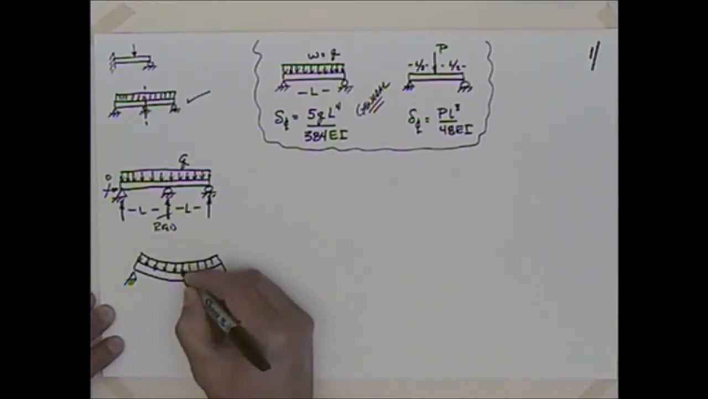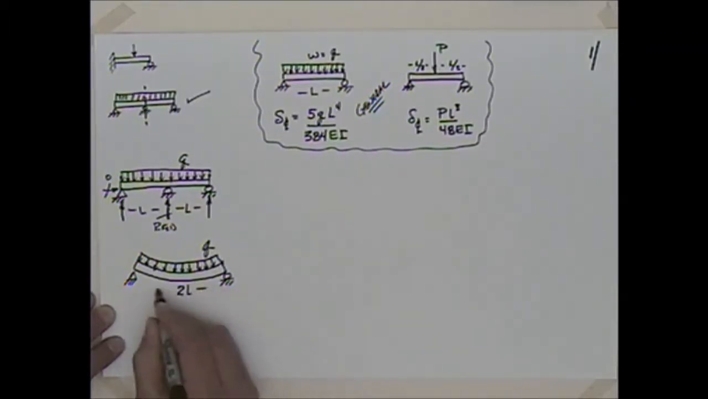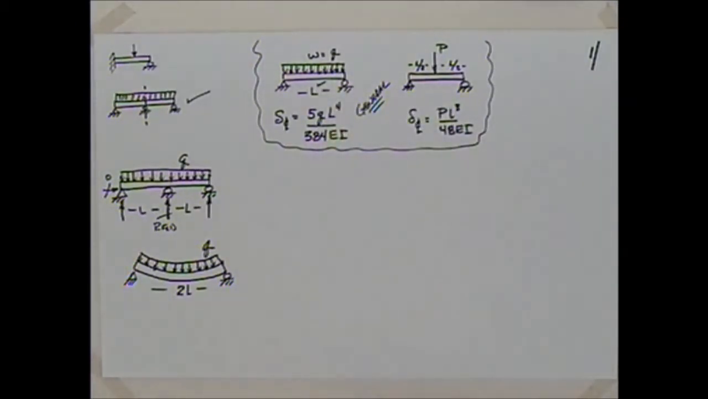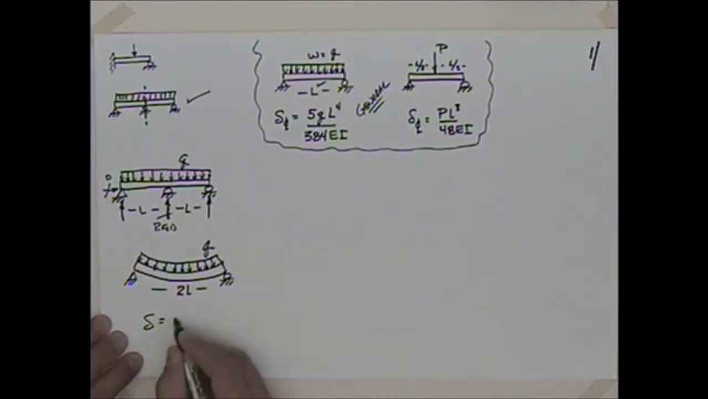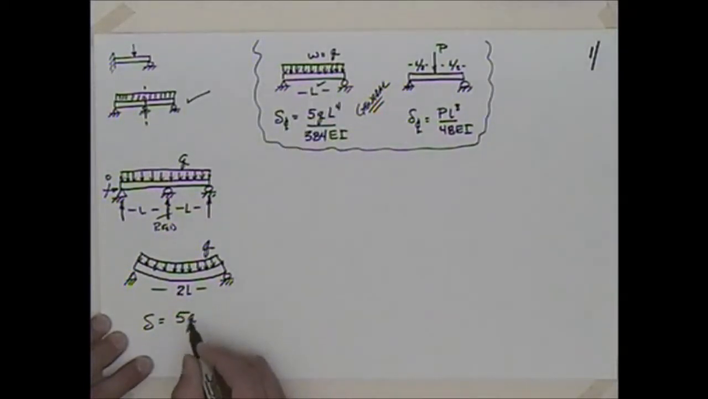Again, Q. And the thing we have to keep in mind is that this span is 2L, so that's going to be important when I go up and look at these equations that were made for L. So I can talk about the deflection here. The deflection in this case is going to be equal to 5 times Q times, let's see, the length here is L and this is 2L, so I'm going to have 2 to the 4th L to the 4th divided by 384 EI.